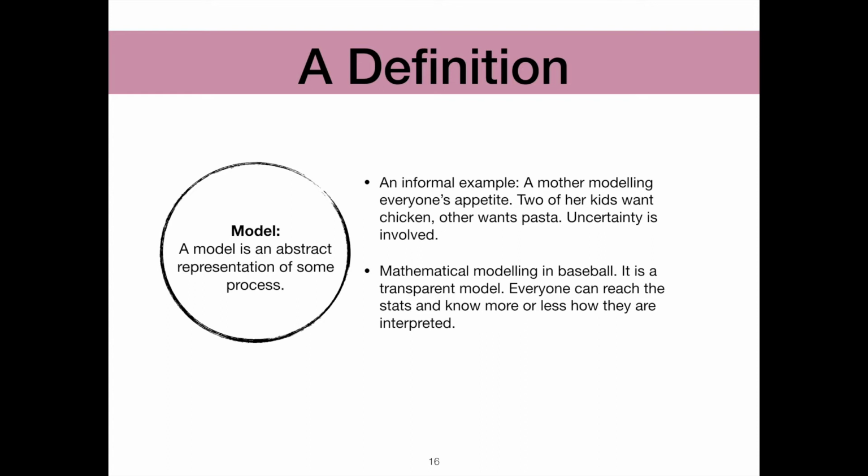She gives an informal example from her own life. As a mother, she models her meals according to everyone's appetites in the family. And she also gives another basic model from baseball. This is a transparent model, as the data about baseball games is open to everyone, and more or less everyone knows how the inferences are made. But some other models are like black boxes, which means that you just put in the data, get the result, but you don't know what happened in between.